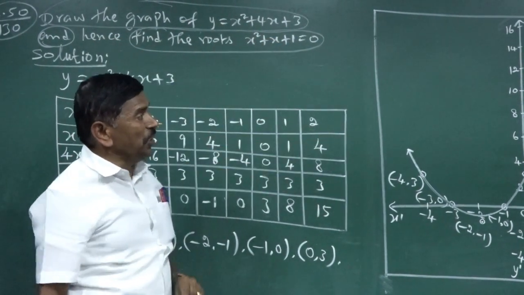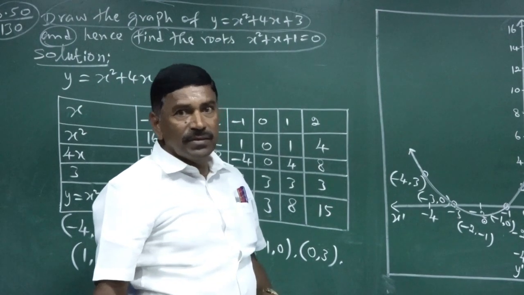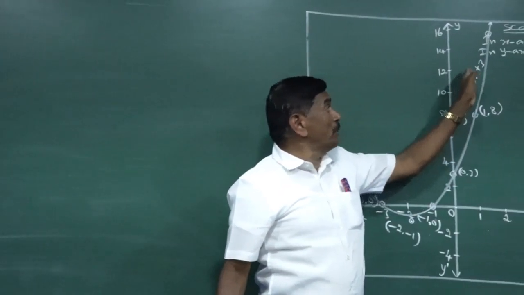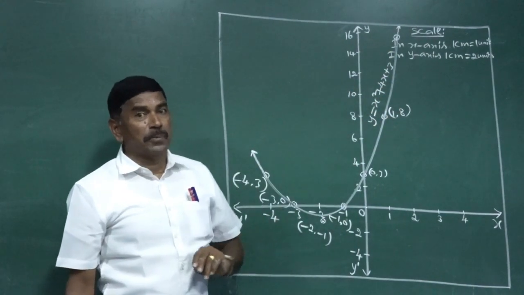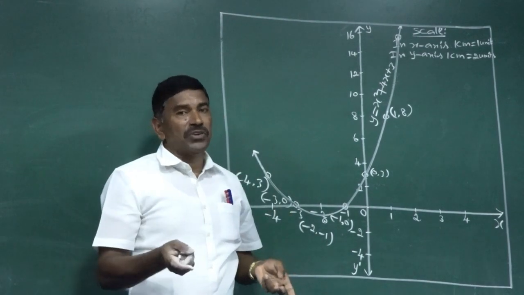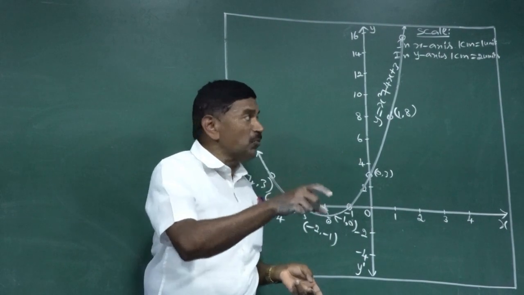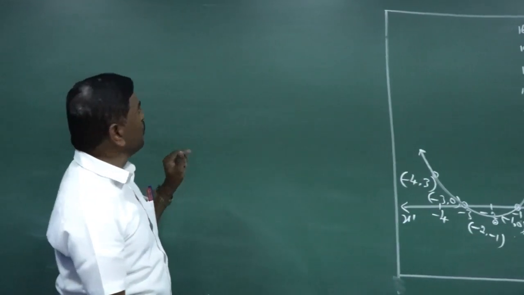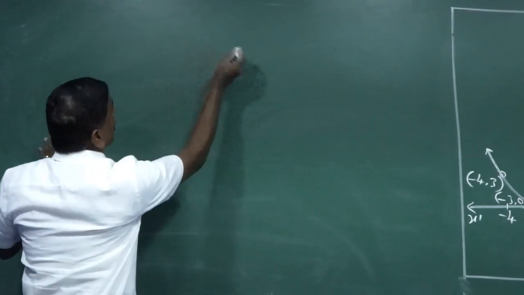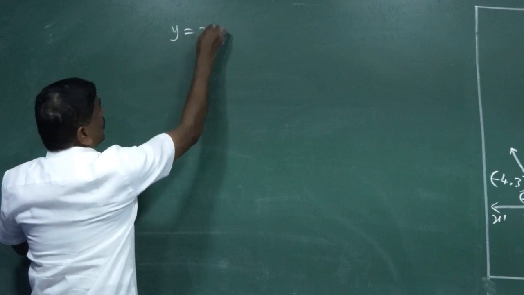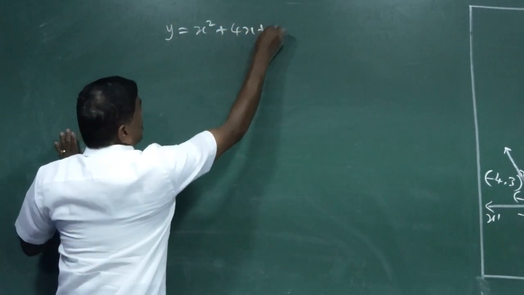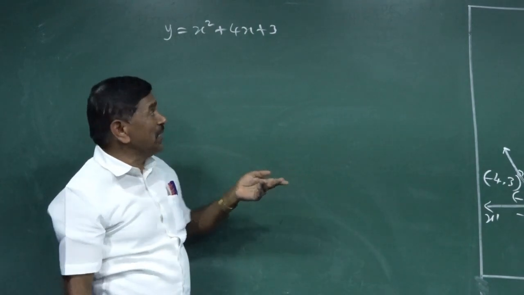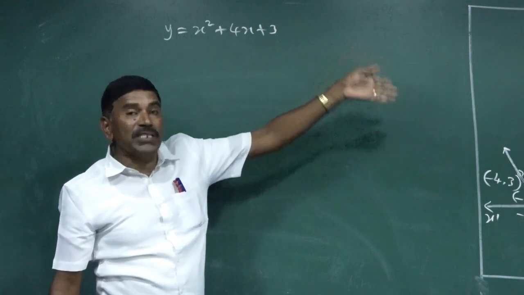And hence find the roots of the equation. Listen, first part, draw the graph of y is equal to x square plus 4x plus 3, completed. Next, second part, and hence find the roots of the equation x square plus x plus 1 equal to 0. X square plus x plus 1 is equal to 0 is a question. Now listen carefully, the second part is: y is equal to x square plus 4x plus 3, draw the graph of the first equation, and hence solve the equation x square plus x plus 1 equal to 0.